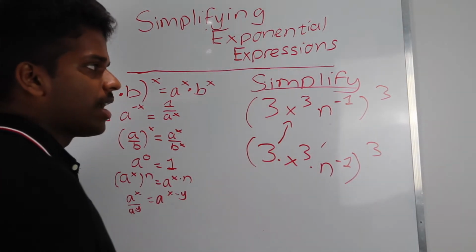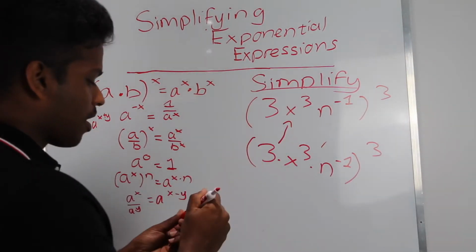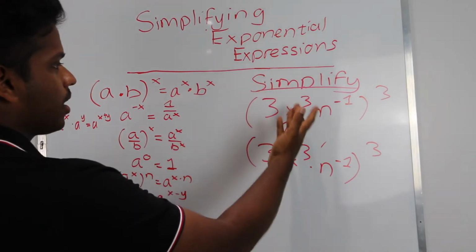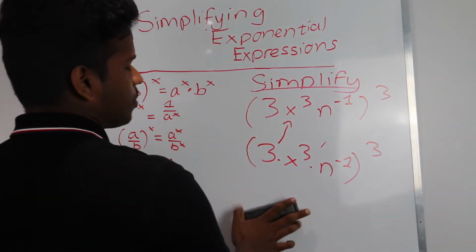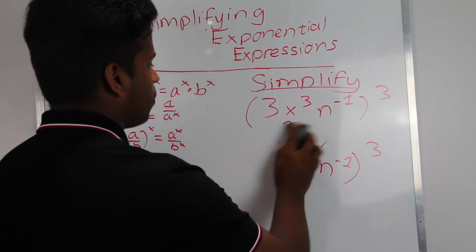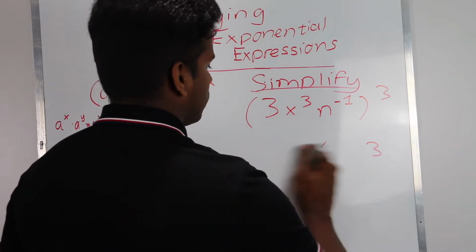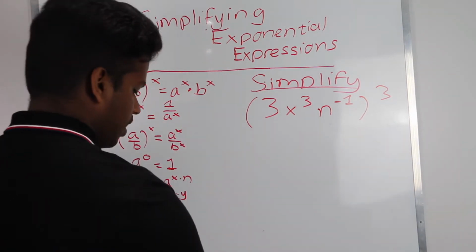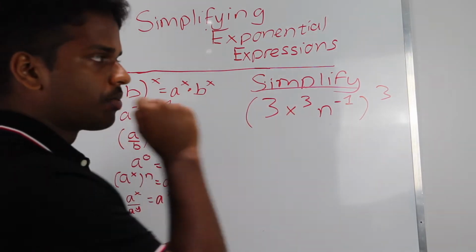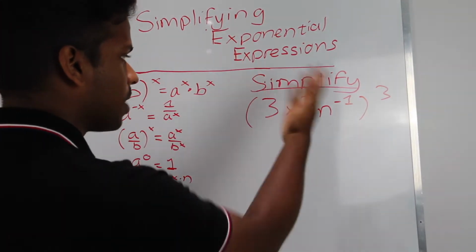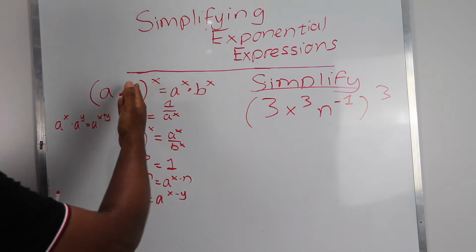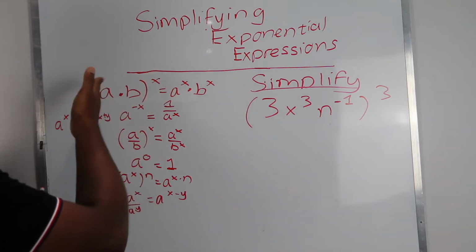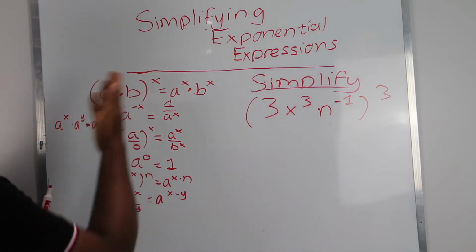So what are we doing? We are taking the power of a product, or a product raised to a power. That reminds us of one rule. It's all about looking at it and identifying which rule we can apply here. Our first rule here is the power of a product rule.